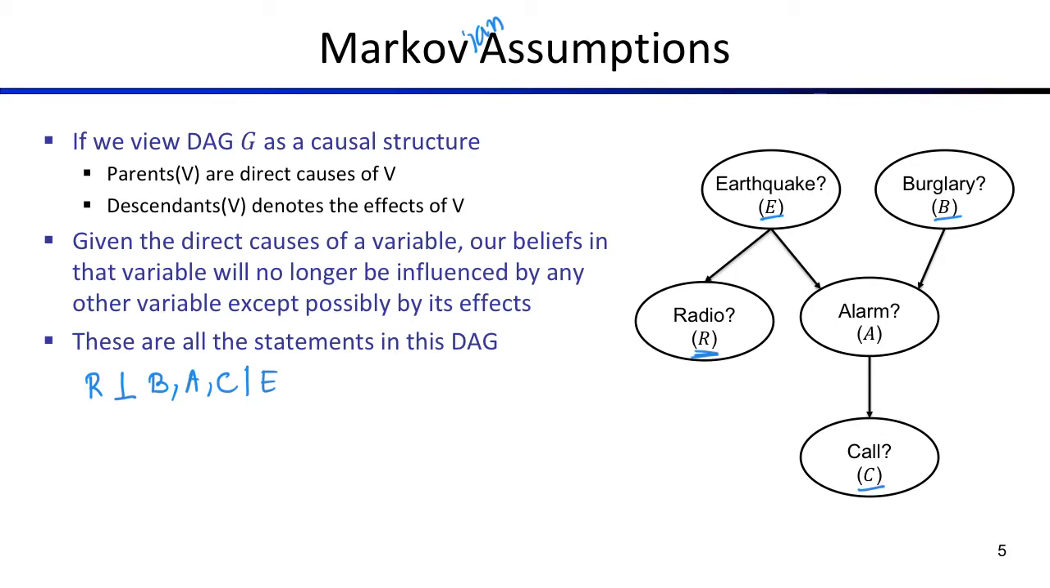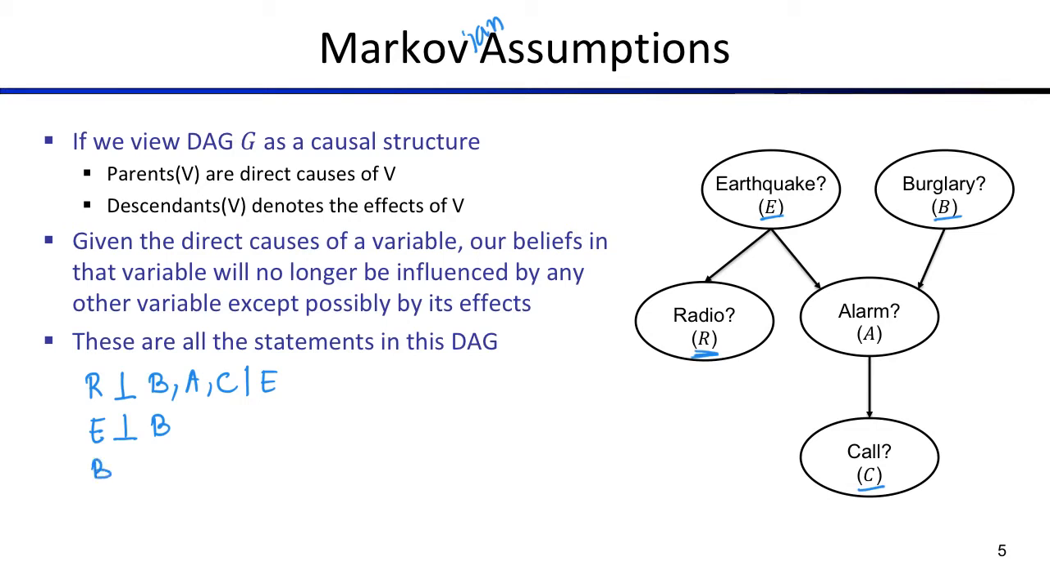Let's look at E, right? So E has no parent. Okay, so E is going to be independent of all non-descendants. The descendants are R, A, and C. So the only non-descendant is B, given its parents, but E has no parent, so there is nothing included here.